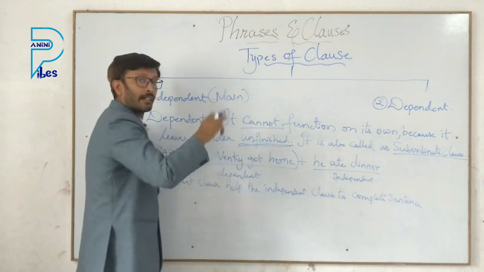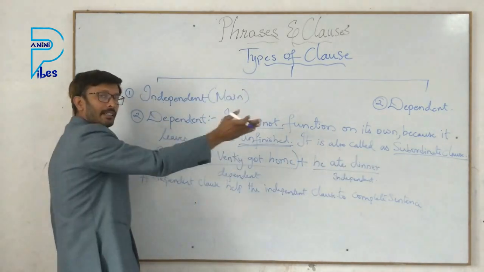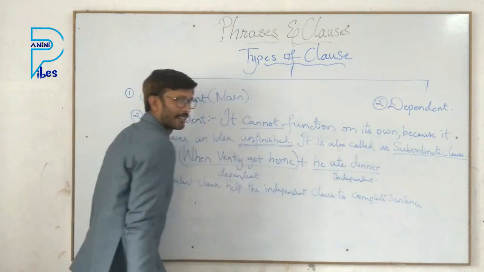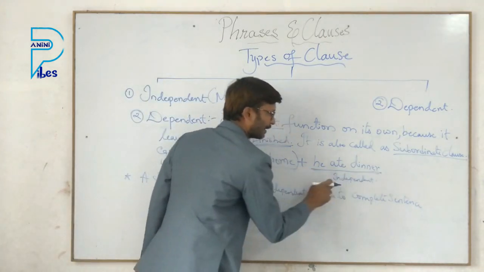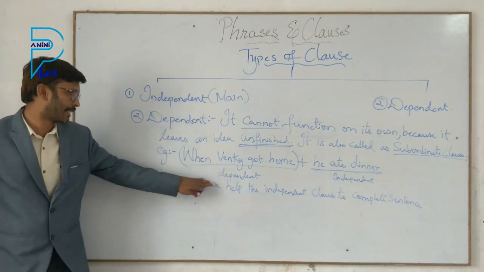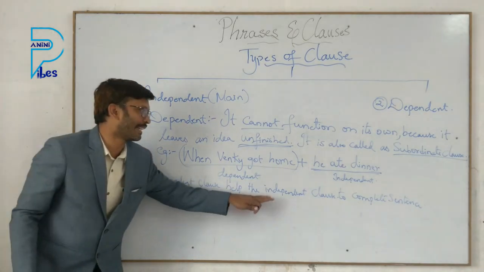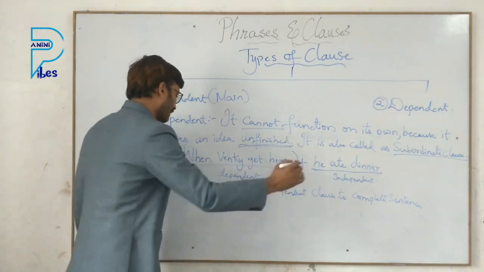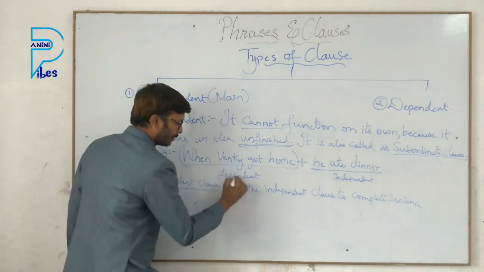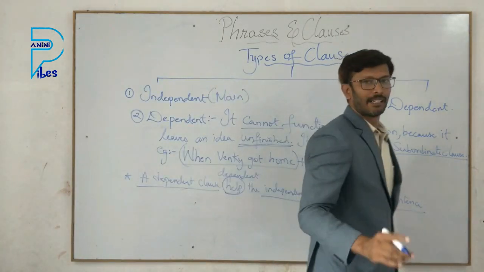That is, let me complete this. We have added he ate dinner. So now the sentence completes. When Venki got home, he ate dinner. So here he ate dinner is independent clause, and when Venki got home is dependent clause. So make a note of it. A dependent clause helps the independent clause to complete a sentence. So a dependent clause will take the help of independent clause to make a complete sentence.